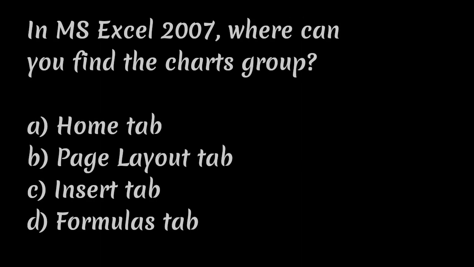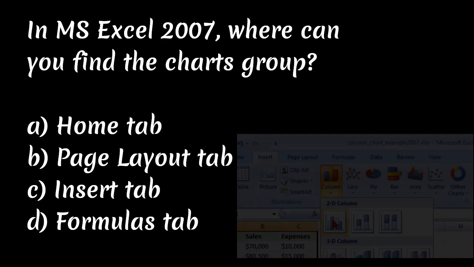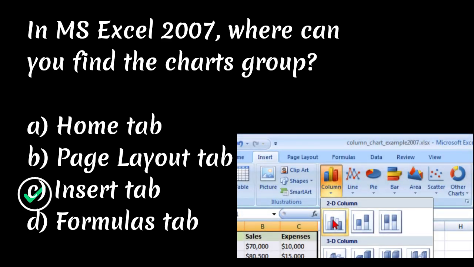Question 24. In MS Excel 2007, where can you find the Charts group? A. Home tab. B. Page Layout tab. C. Insert tab. D. Formulas tab. Answer C. Insert tab.